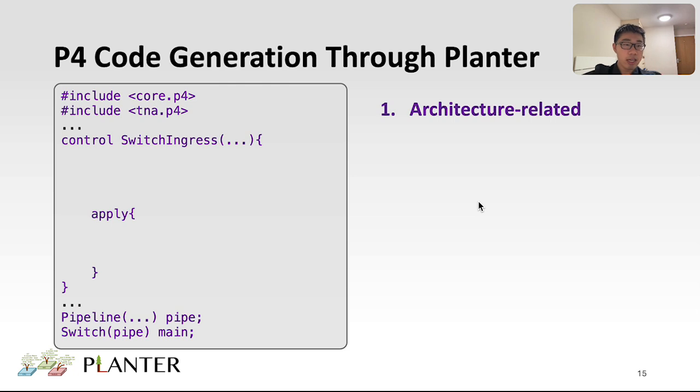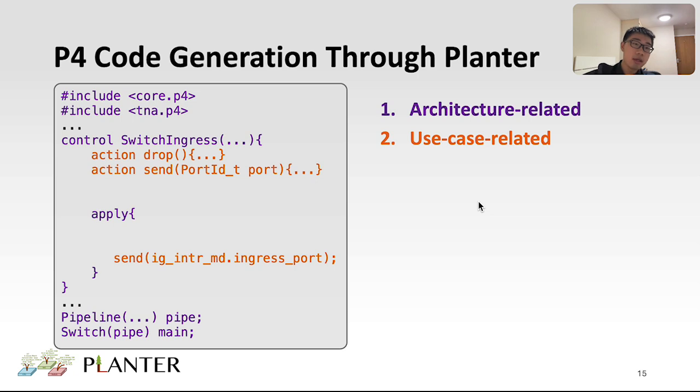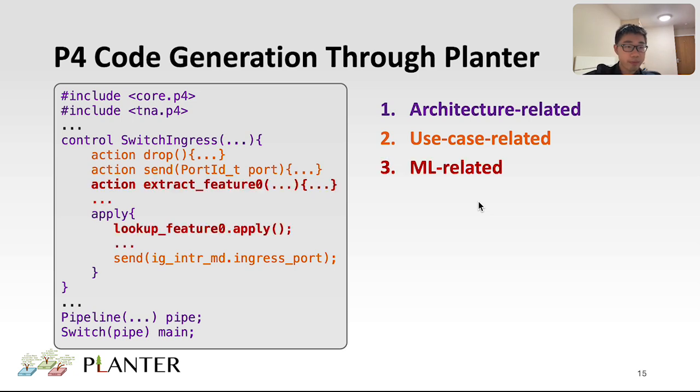The P4 code generated by Planter has 3 components. First, architecture-related components, in purple, create the program skeleton. Second, use case-specific code, in amber, is added. And last, machine learning model-related code, in red, completes the program, embedding it with training results and user configurations.